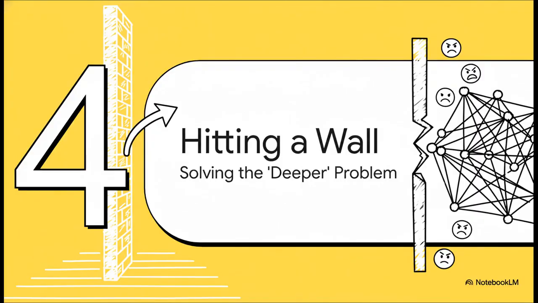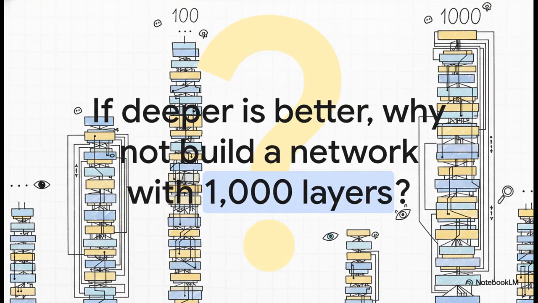But there was a problem brewing. That whole deeper is always better idea, it was about to smack right into a brick wall. Researchers started running into this really weird, really frustrating issue that was stopping them from making their networks truly massive. I mean, it seems like the obvious next step, doesn't it?